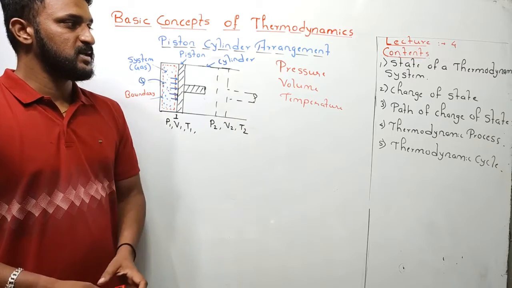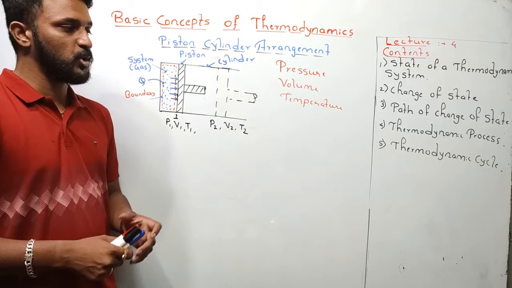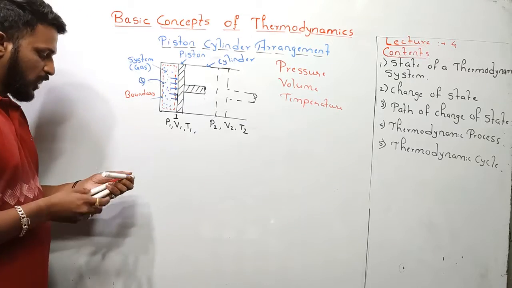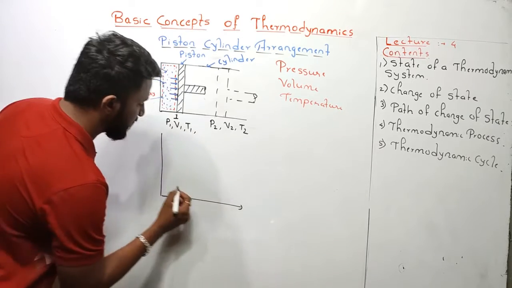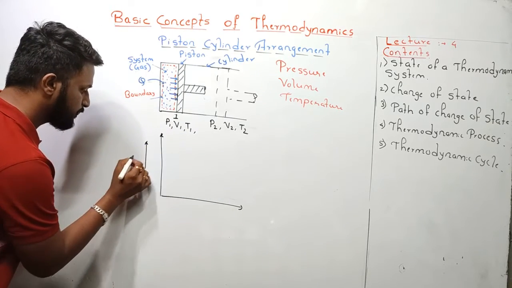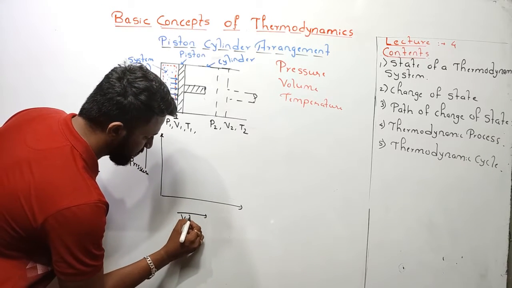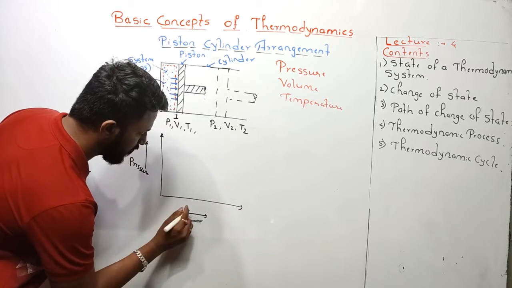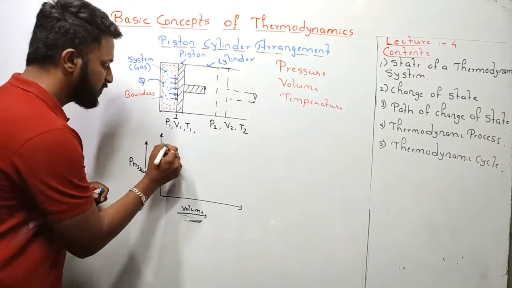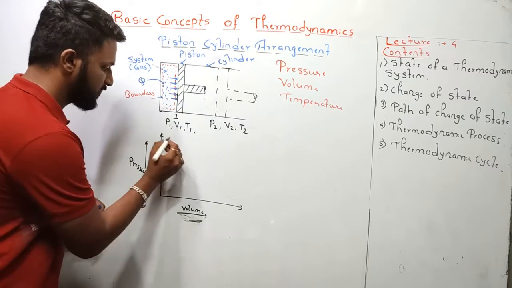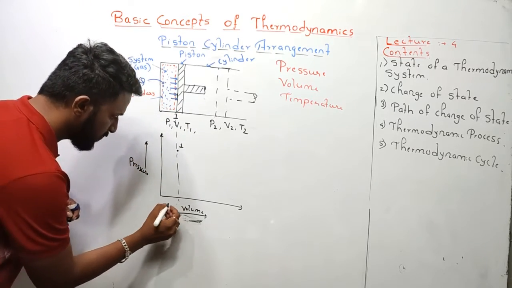Now let us understand what is path of change of state, thermodynamic process and thermodynamic cycle. Now if I draw a PV diagram here, PV diagram indicates pressure volume diagram. I will take pressure along the y-axis and volume along the x-axis. Now if you observe, this will become our point 1, where the volume is V1.